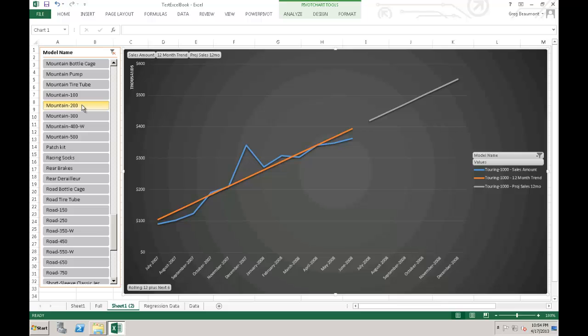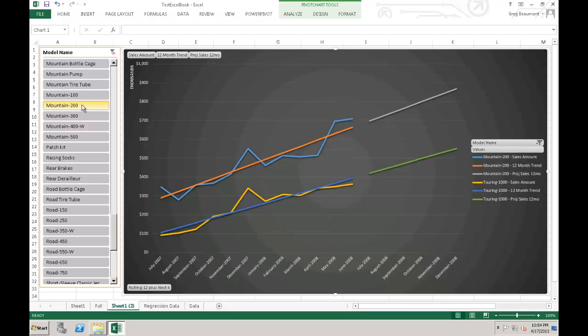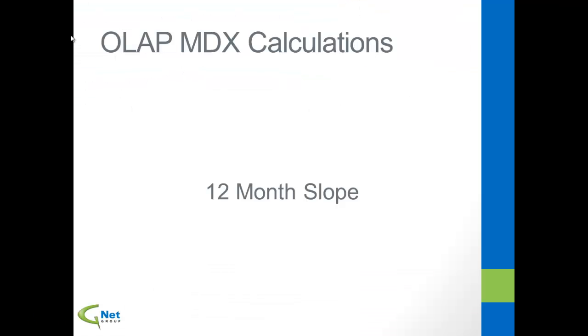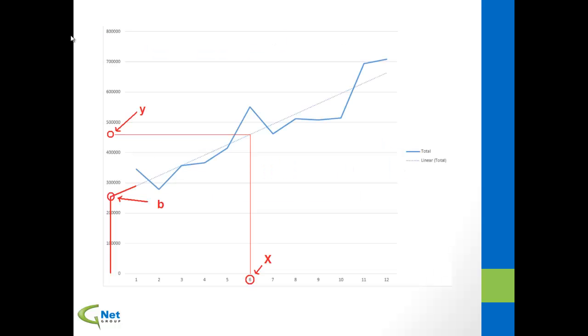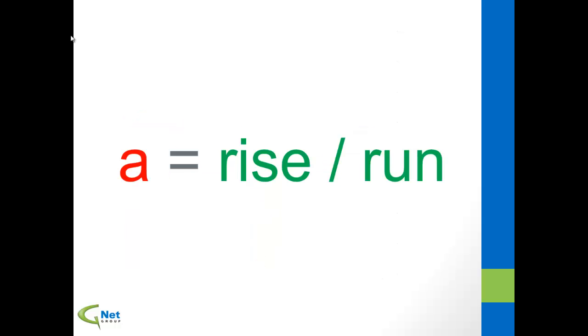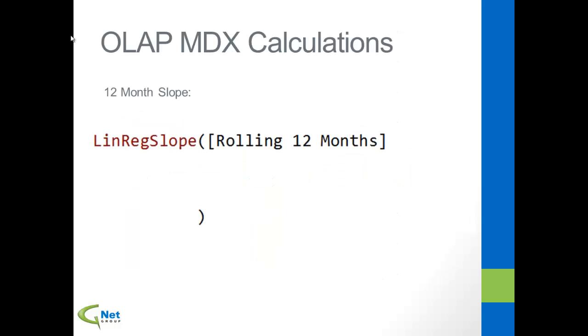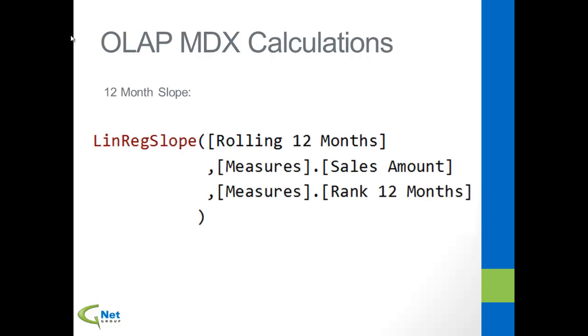Now let's extend the linear regression line into the future so that future sales can be calculated and visualized. First, we will need to add some more MDX to the cube. 12-month slope will be a calculation to evaluate the slope of the regression line, or the rise divided by the run. The MDX will take the rolling 12 months, sales amount for the y-axis, and rank 12 months for the x-axis to determine this value.